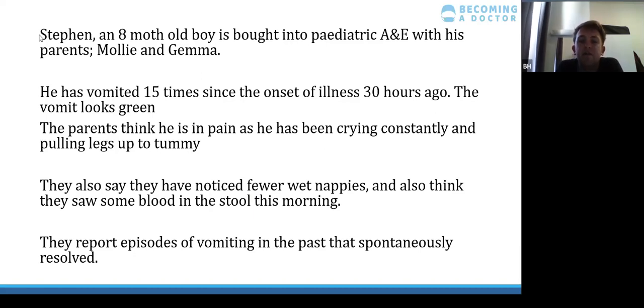They also say they've noticed fewer wet nappies, and they think they saw some blood in the stool this morning. Interestingly, they also report some episodes of vomiting in the past, and these have resolved spontaneously. So just take a minute to think about, firstly, are there any red flags and what could be going on in this case?